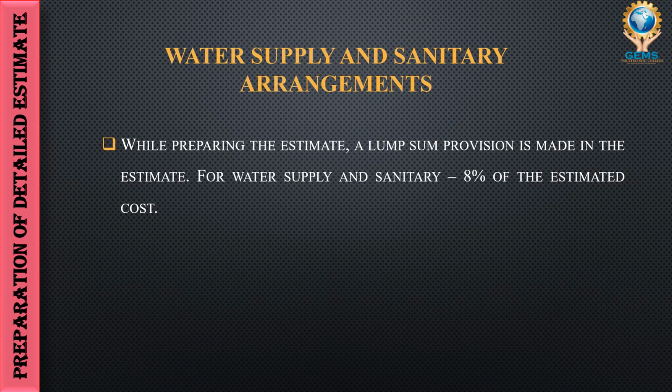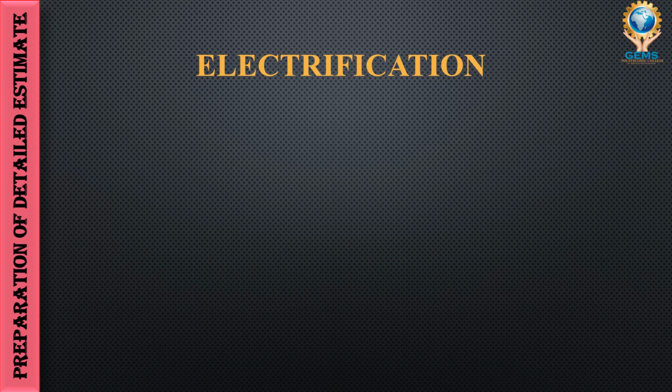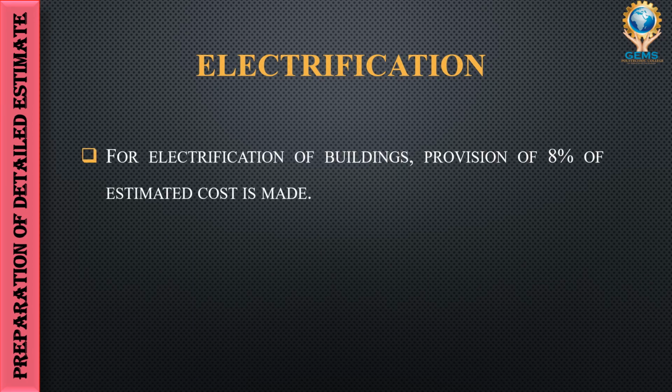Then the fifth one is water supply and sanitary charges. For water supply and sanitary charges we will provide 8%. Then electrification. For electrification of the building, the provision we are giving is 8% of the estimated cost.